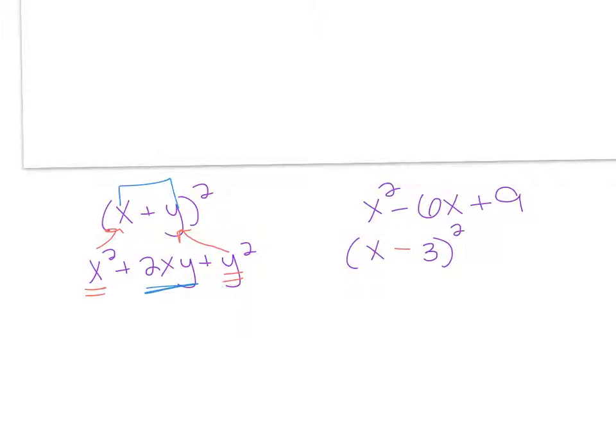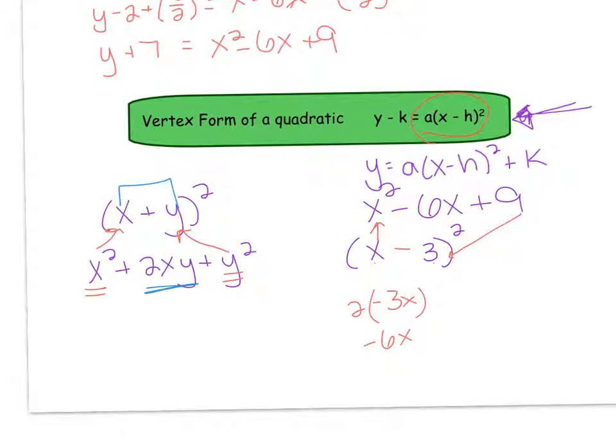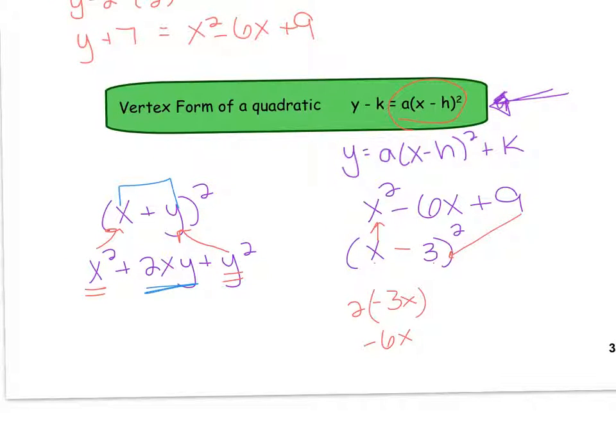Now if you wanted to check that out, x squared, good. The square root of x squared is x. Square root of 9 is 3. X times -3 is -3x. And then if we double it, there's my -6x. So hopefully that makes sense. So now I can rewrite this as y plus 7 equals (x minus 3) squared.